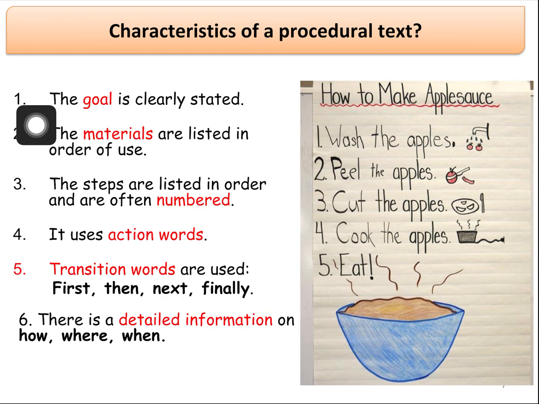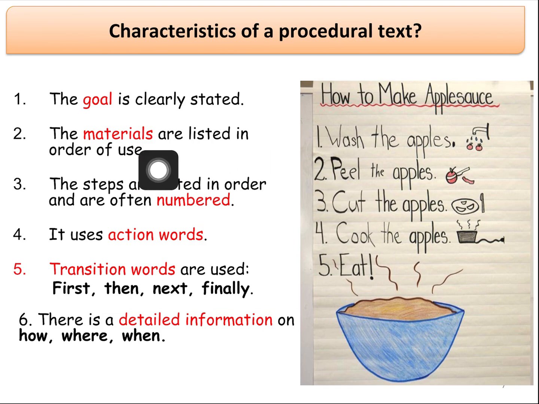The characteristics are, first of all, that the goal is clearly stated. What do you think? Is the goal clearly stated here? Well, I think it is, because it says how to make applesauce. That's our goal. That's what we will reach at the end of our procedural text. So the goal is clearly stated.